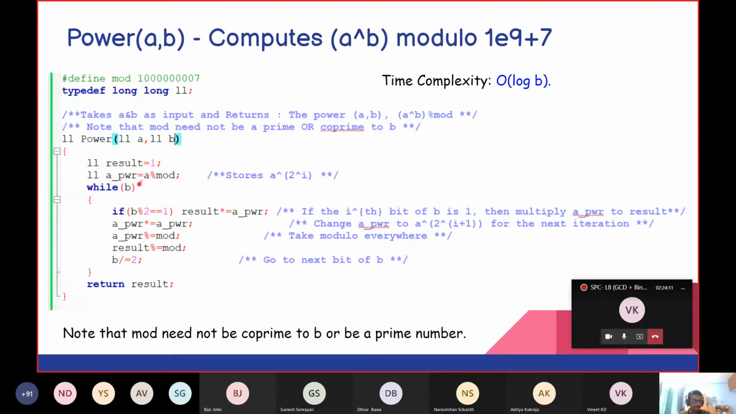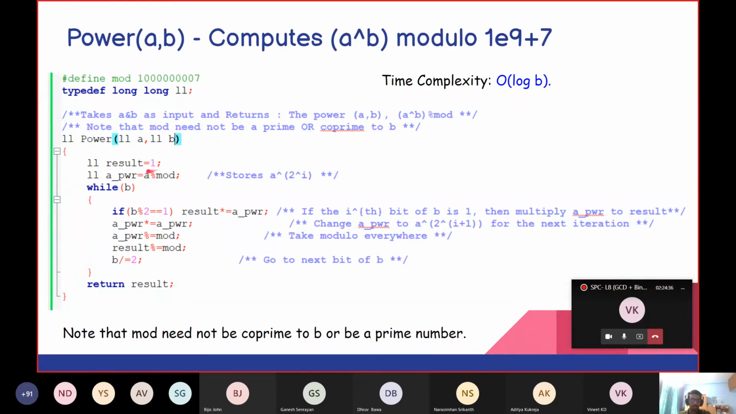Suppose someone gives me a big number, I will take mod there itself, because AB mod n is A mod n times B mod n, whole mod n. So there is no issue in converting A to a percentage mod. Again, we will go through the bits of B. If the ith bit is 1, result will be equal to result into a power, and then we square a power.